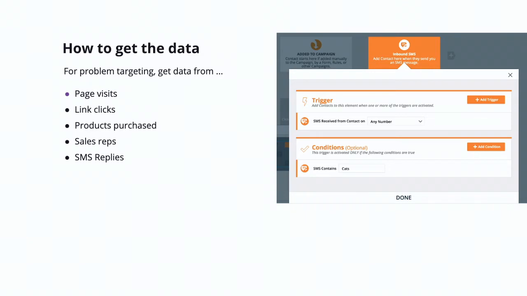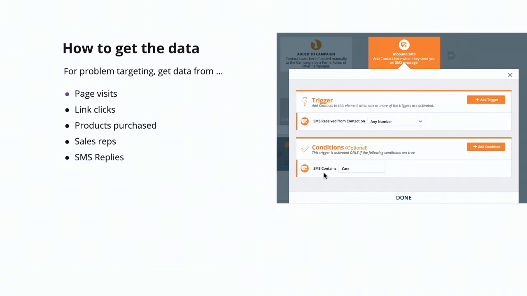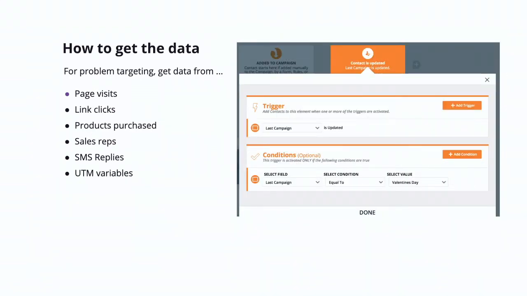Then you can use a trigger that looks like this. So the trigger is SMS received from contact. And then you put a condition in there and it asks, does the SMS text that you receive contain headache or cats or whatever? And if so, then boom, down that path. And again, you would just tag them with the headache field.